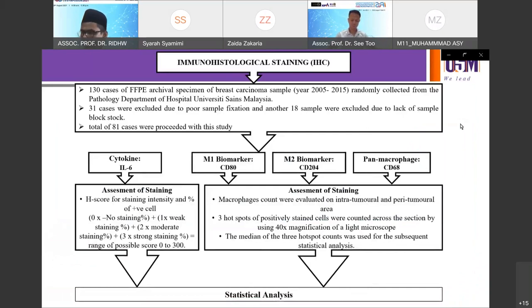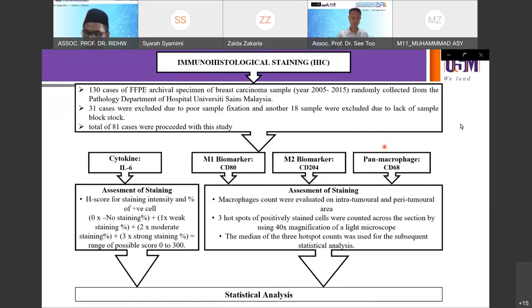Among those, 31 cases were excluded due to poor sample fixation, and another 18 samples were excluded due to lack of sample block stock. A total of 81 cases proceeded with this study, and all of the blocks were carried out for IHC staining with 4 different cytokine and biomarkers, which are IL-6, CD80, CD204, and CD68. Antibody concentration used is 1:200 for IL-6, 1:100 for CD80, 1:500 for CD68, and 1:1000 for CD204.